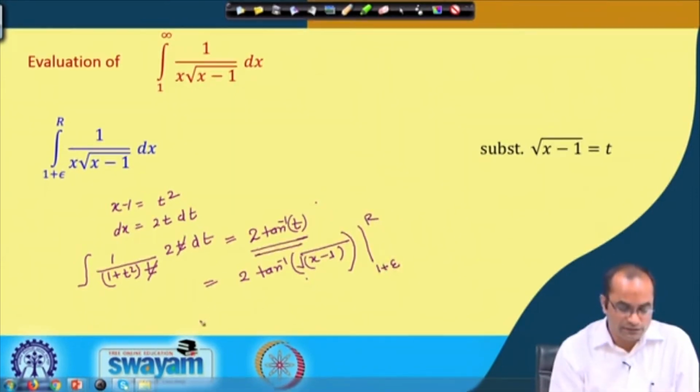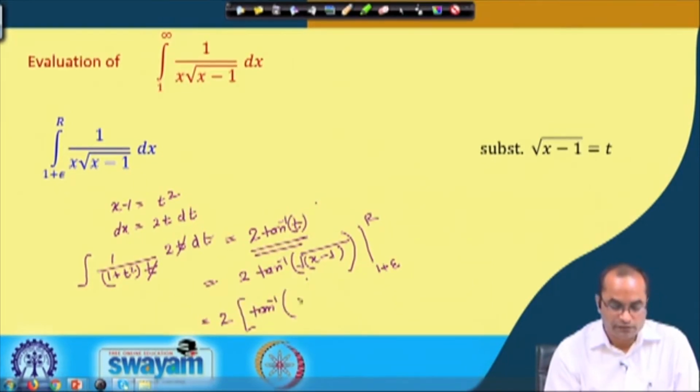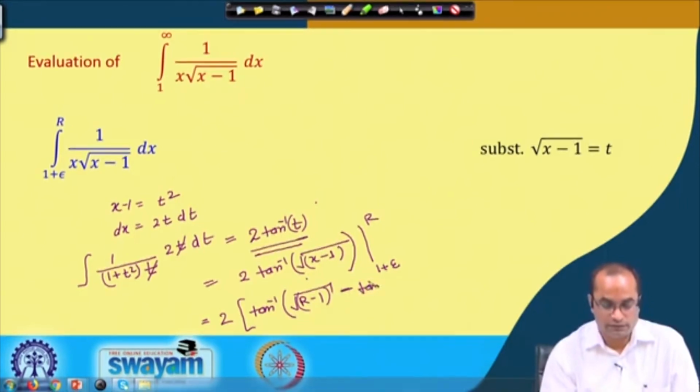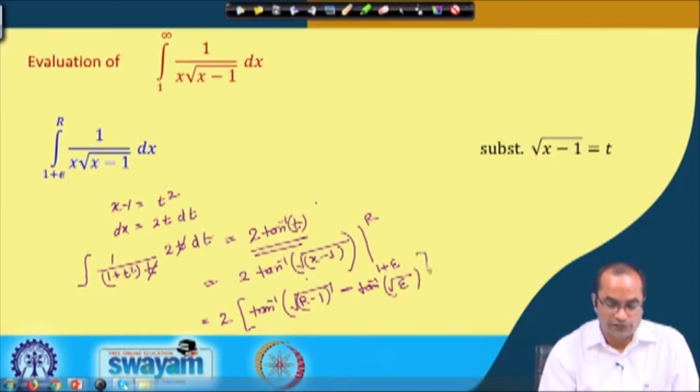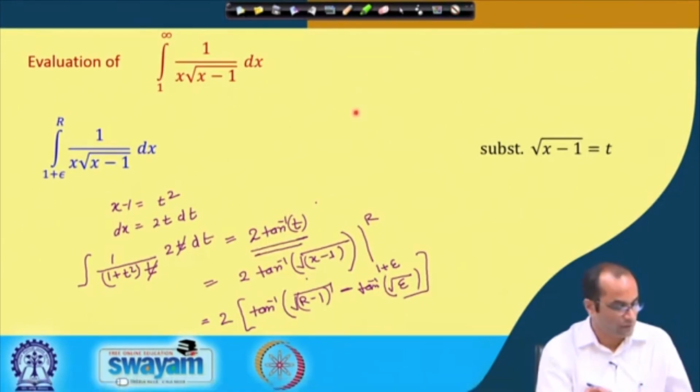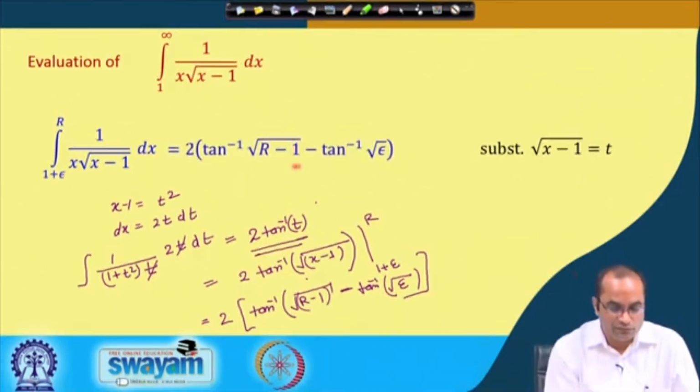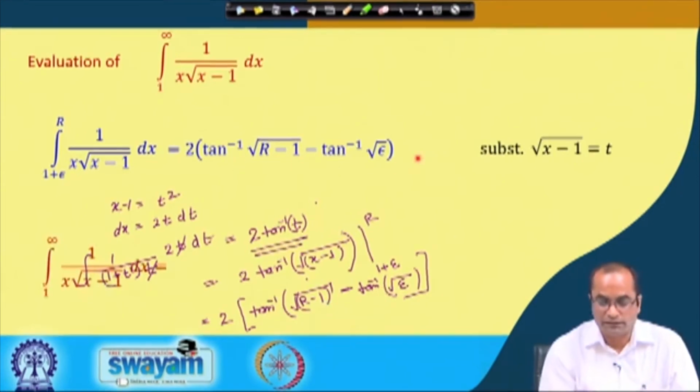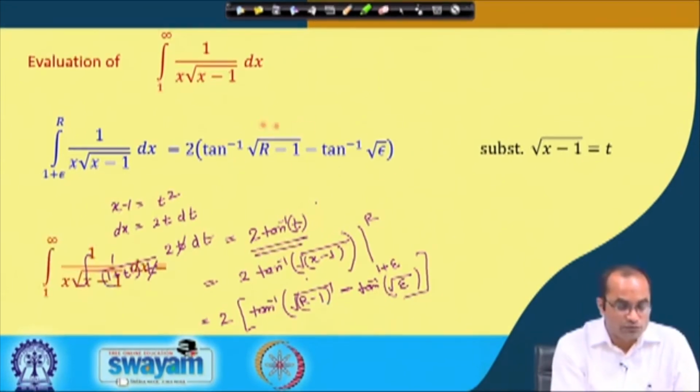So, putting these limits here, we got 2 times tan inverse of the square root of r minus 1, and then minus tan inverse, where x is replaced by 1 plus epsilon. So, 1 gets cancelled and we get the square root of epsilon. So, this is the value of the given integral: 2 times tan inverse of the square root of r minus 1, minus tan inverse of the square root of epsilon. So, with this now we can approach the given integral.